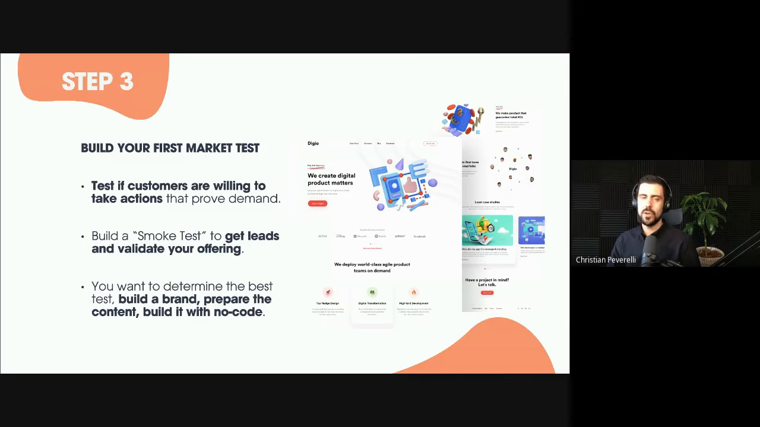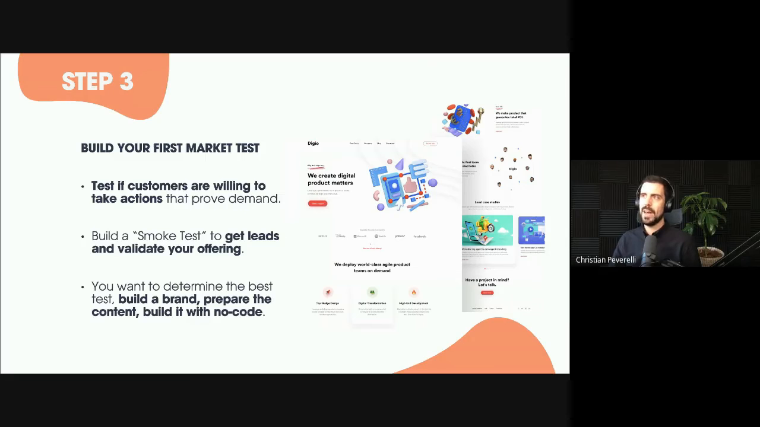In a smoke test, you're always going to be testing one specific thing, and that thing should be as close to validation as possible. The best validator is revenue, but if you can't get revenue, you could do pre-sales. If you can't do pre-sales, you could do a number of other tests. And of course, depending on the way you're planning on monetizing this, there will be more than one test to do. So, you want to essentially build a brand.